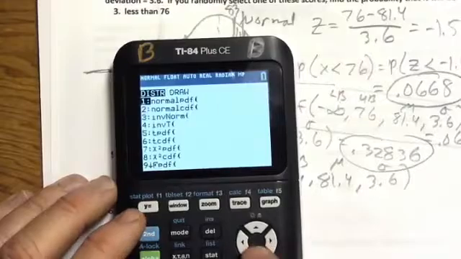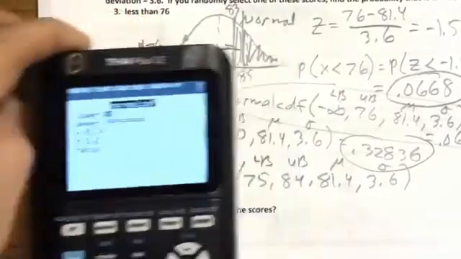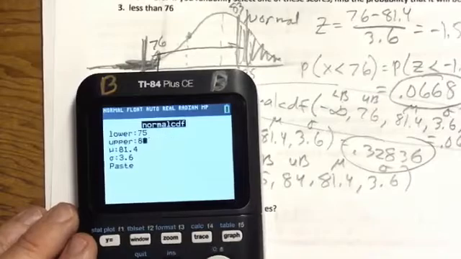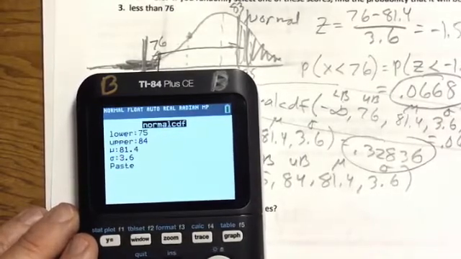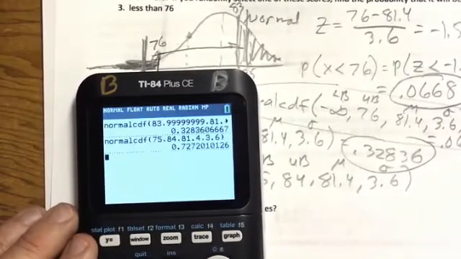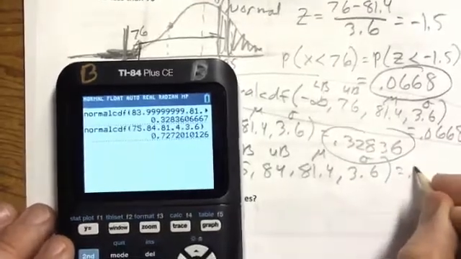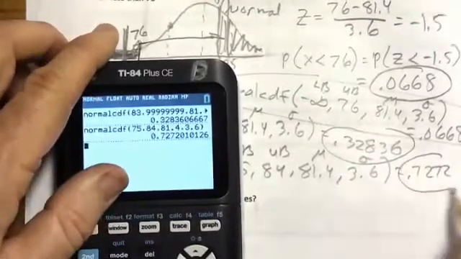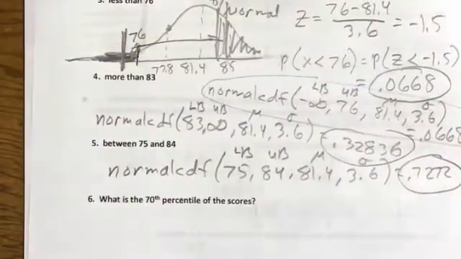So let's see what we get there. We'd say second distribution normal CDF. We're going from 75 to 84. Our mean is 81.4 and our standard deviation is 3.6, which is the same. And so that would be equal to 0.7272. There we go. And thus, that's the answer to number 5.